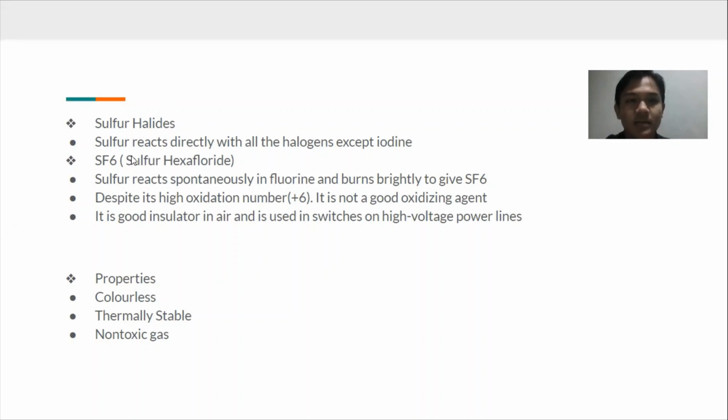is sulfur halide. Sulfur reacts directly with all the halogens except iodine. And the first form of the sulfur halide is sulfur hexafluoride, which is SF6. Sulfur reacts spontaneously in fluorine and burns brightly to give SF6. Despite its high oxidation number +6, it is not a good oxidizing agent. It is a good insulator in air and is used in switches on high voltage power lines. And the properties of sulfur hexafluoride: it is a colorless gas, thermally stable and non-toxic.